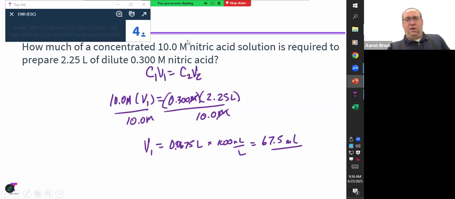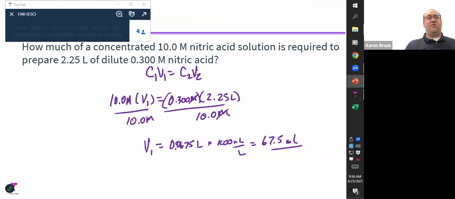Okay, let's go ahead and take our break then. Come back in 10 minutes and we will start talking about applications of this towards solutions with colligative properties.